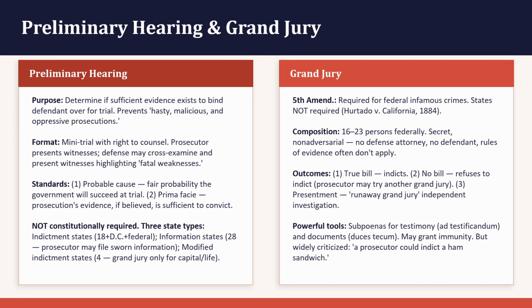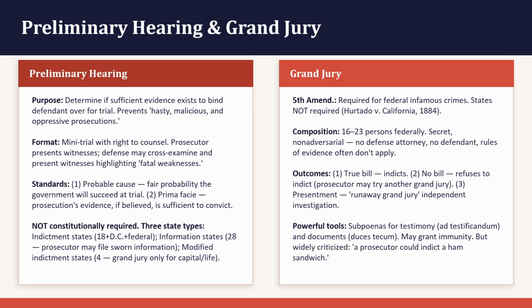Following the first appearance, the criminal process moves to establishing whether there is sufficient cause to bring the case to trial. The preliminary hearing is a mini-trial, public, adversarial, with the defendant represented by counsel. The prosecutor presents witnesses, the defense cross-examines, and a magistrate determines whether sufficient evidence exists to bind the defendant over for trial. The standard is either probable cause, a fair probability of conviction, or in some states, a prima facie case sufficient to convict if the evidence is believed.